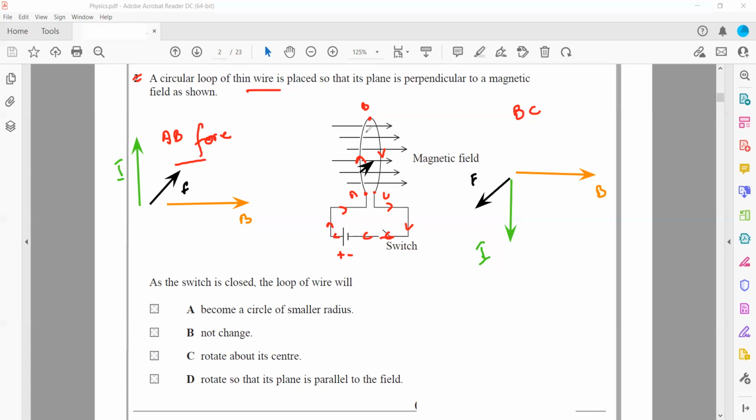So for side AB, the force is inward, basically toward the center. If we take section BC, then it is outward or towards us, and for AB it is into. So on one side the force is into, on the other side the force is outward. Because the forces are moving both sides towards the center, the size of the loop will become smaller, so it will become a circle of smaller radius. That's why A will be the right answer for this.